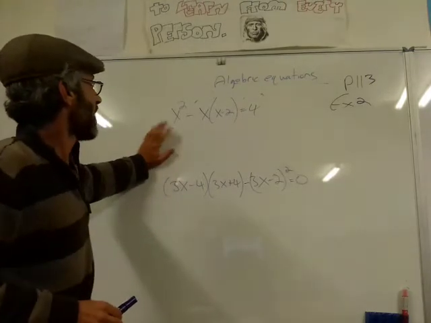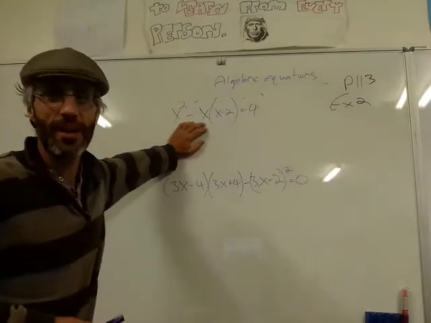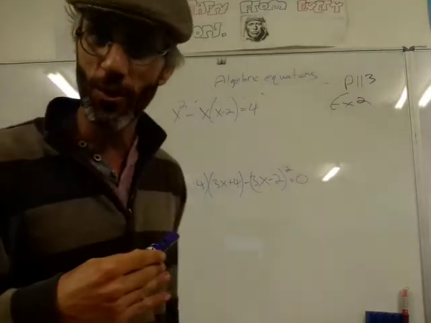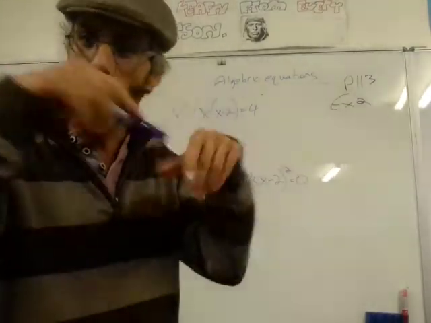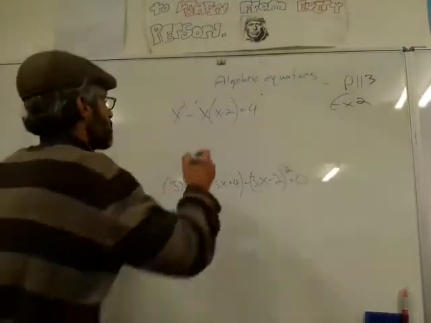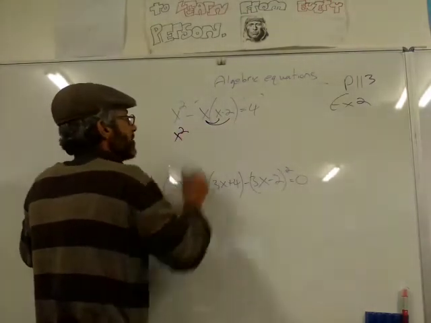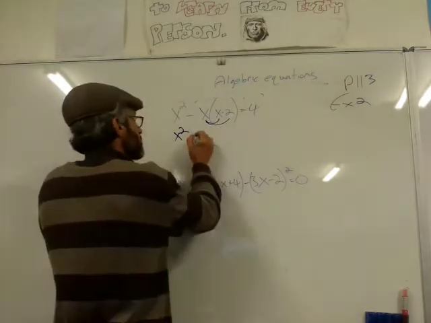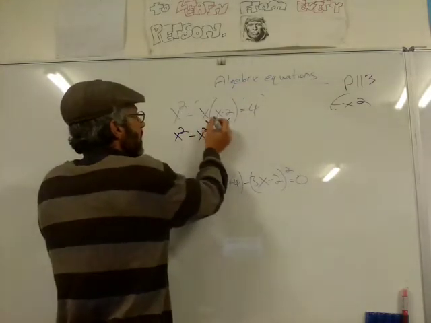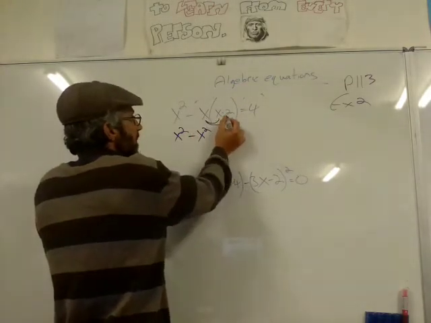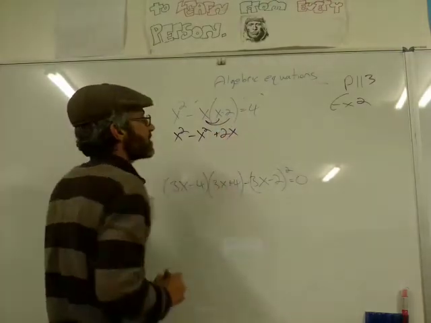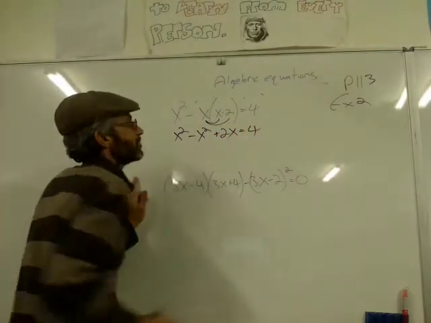Anyway, x squared minus x times (x minus 2). What's the first thing we do? Before we move anything, we open, foil. All the brackets must go. So I'm going to foil those two. x squared just remains the same. What is minus x times x? It's minus x squared. Minus x times minus 2 is plus 2x. And that's equal to 4.